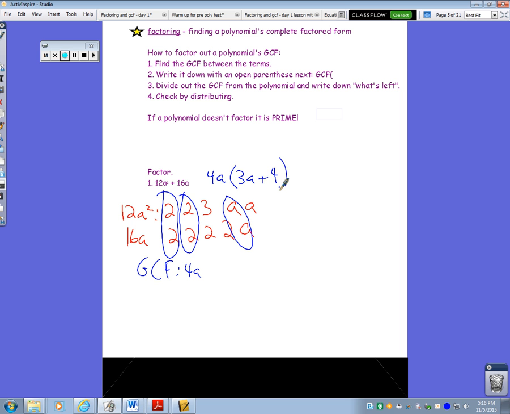So let's go ahead and check this. 4a times 3a is 12a squared. 4a times 4 is 16a. We know that we factored it completely, and when we multiply it out, we get back to our original binomial.